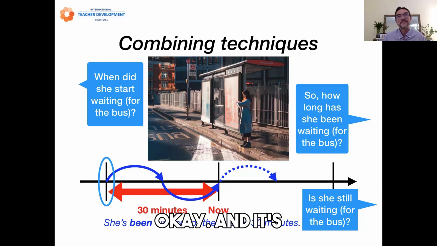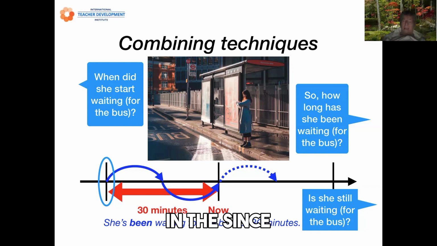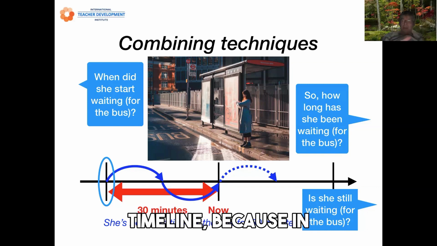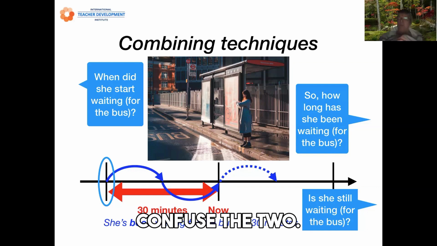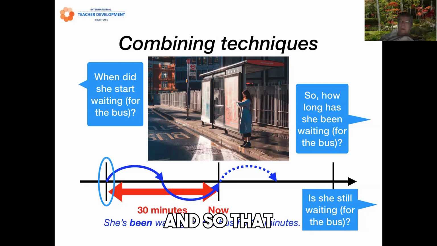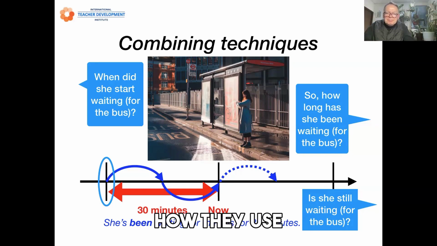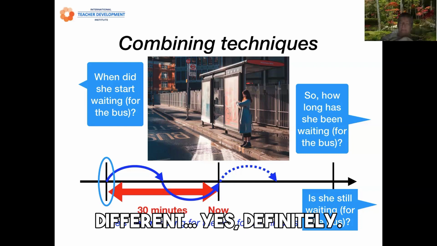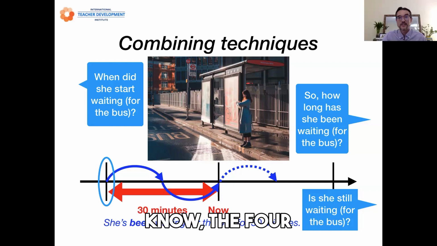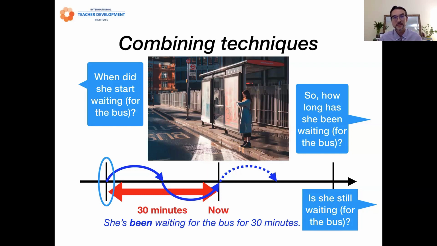Okay. And it's helpful to throw in the since and for distinction here in the timeline, because in many languages people confuse the two. And so that is very helpful and very easy with visuals to show how they are used differently. Yes, definitely. And you can show that, the full 30 minutes versus the arrows down on a particular time as well. Thank you, Elka, for highlighting that as well, which I haven't actually done here.